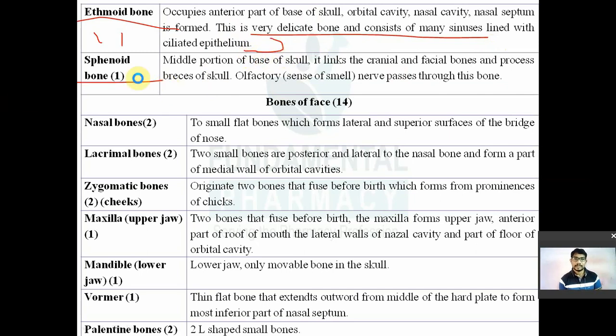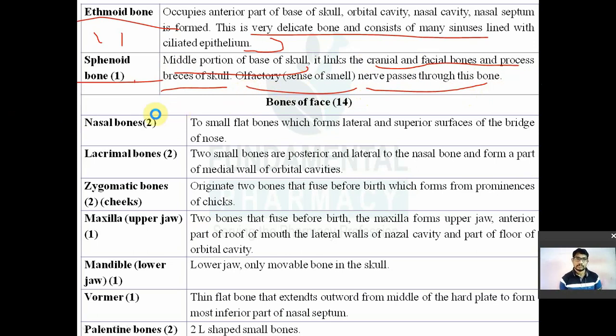Now sphenoid bone. Again it is one in number. It is the middle portion of the base of the skull. Base जो है skull का उसका बीच में वाला portion है. Sphenoid bone links the cranial and facial bones and possesses a basis for skull. Basis मतलब articulation surface. Olfactory nerve, that is a nerve responsible for the sense of smell, passes through this bone.